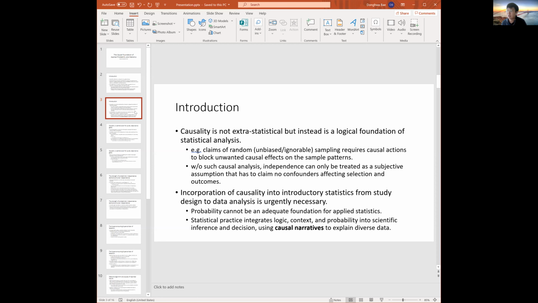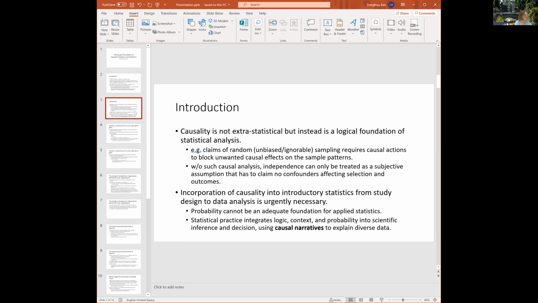Incorporation of causality into introductory statistics, from study design to data analysis, is urgently necessary, which I believe is the main argument of the author. So probability cannot be an adequate foundation for applied statistics. Statistical practice integrates logic, context, and probability into scientific inference and decision, using causal narratives to explain diverse data.